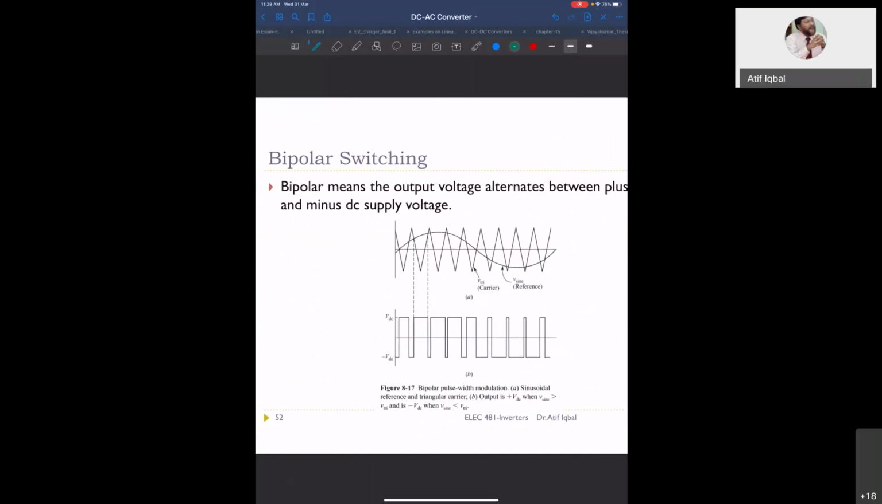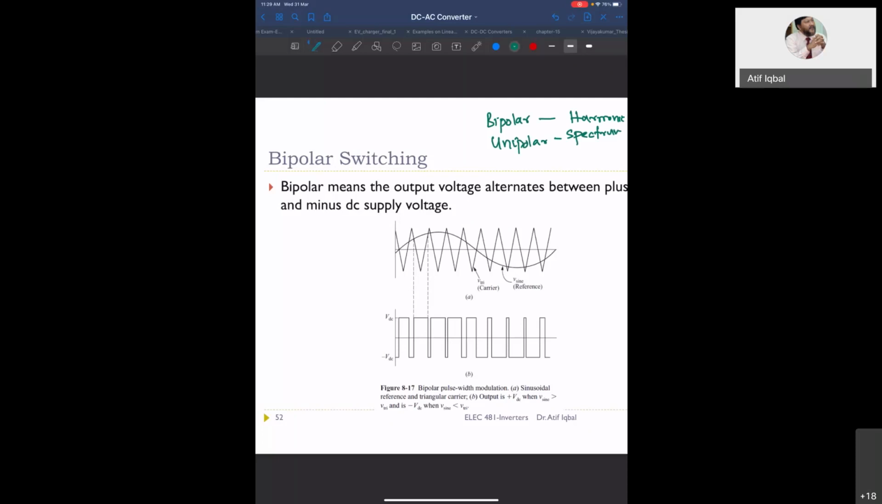Now, there are two types of PWM. One is called bipolar. Another is called unipolar. Now, both these are implemented differently. They have different harmonic spectrum.